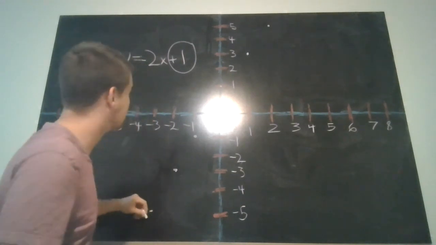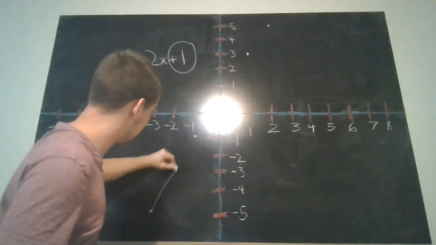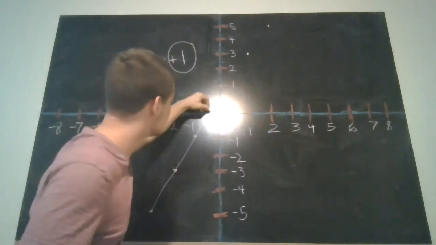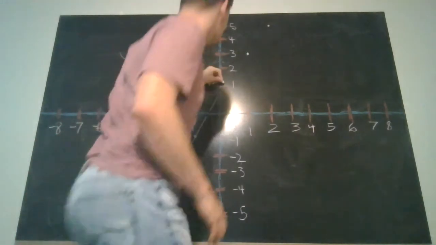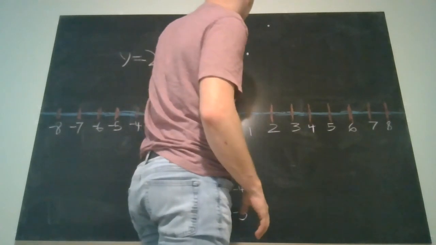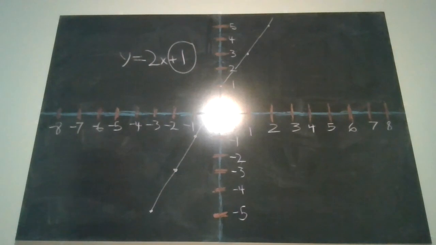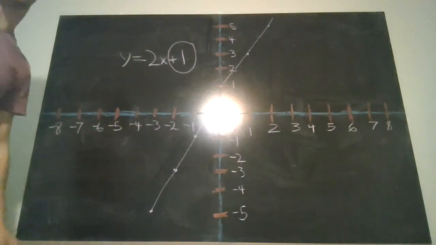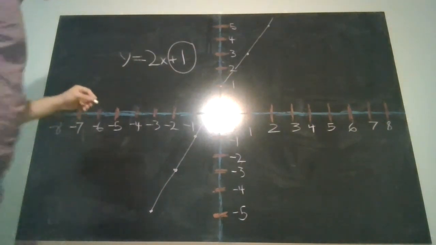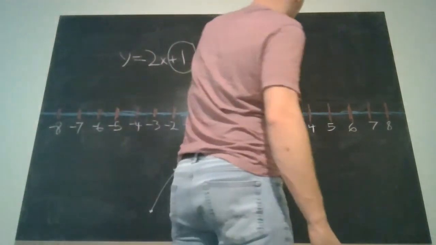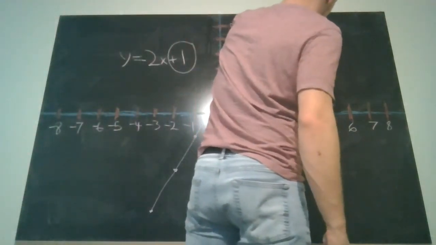Then from there, you could draw a line connecting all of these points, passing through the first point that we already knew was there, going off forever in both directions. And that is how you graph a line given its slope-intercept form, which is y equals mx plus b.